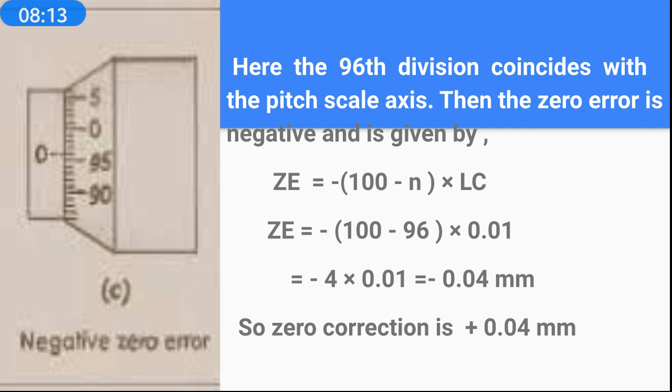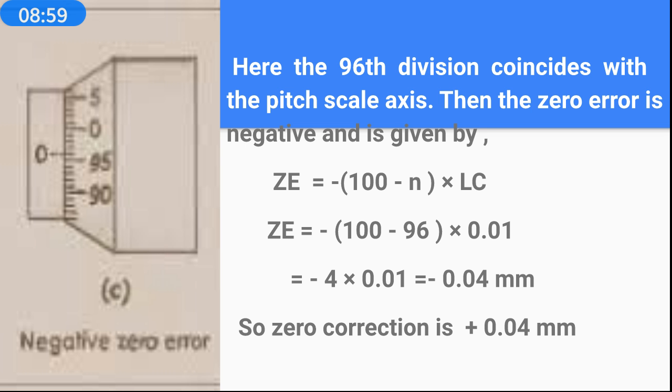Clear? Now see the diagram. Which division is coinciding? After 95, 96. So here the 96th division is coinciding with the pitch scale axis. The zero error formula for this is minus of (100 minus n) into LC. What is n here? 96. So you write minus of (100 minus 96) into 0.01. What is 100 minus 96? 4. So minus 4 into 0.01, that is equal to minus 0.04 millimeter.